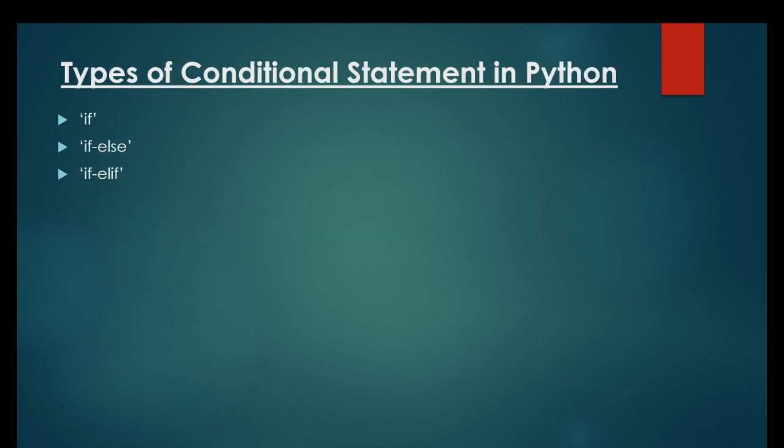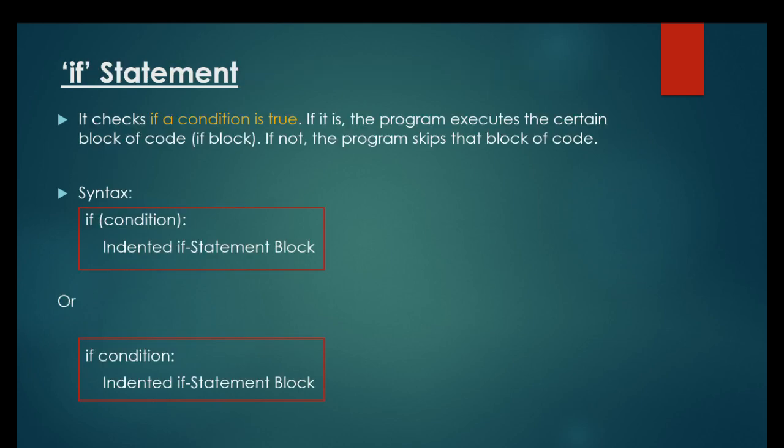Now coming to types of conditional statements in Python. We have if, if else, and if-elif. These are the types of conditional statements in Python. Let's start with the if statement. The if statement checks if a condition is true. If it is, then the program executes a certain block of code. If not, then the program skips that block of code and goes to the next line. The syntax of if looks like this: if, then the condition, and then the indented if statement block.